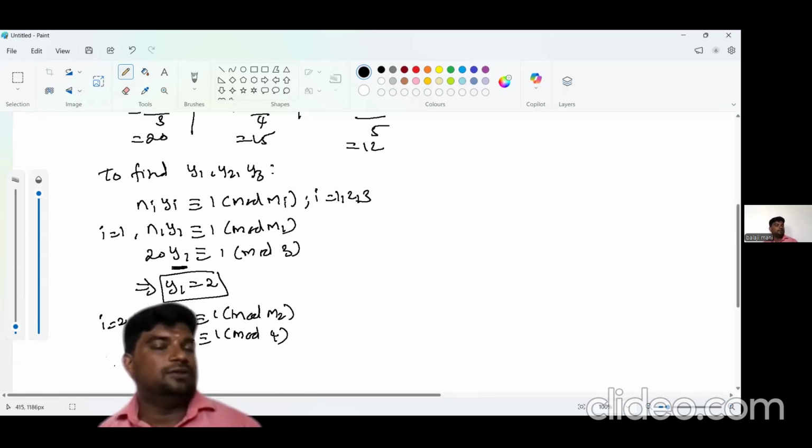So we don't select it. Next we take 2. Y2 equal to 2 means 15 twos are 30. 30 divided by 4, 7 fours are 28, the remainder is 2, which is not equal to 1. So next we take 3. 15 threes are 45. 45 divided by 4, 11 times, we get the remainder 1. Therefore y2 equal to 3.